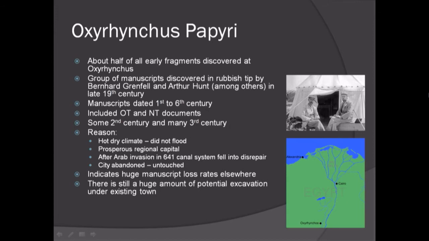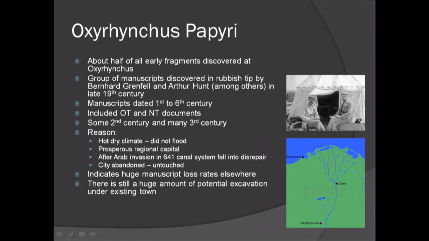Now, Oxyrhynchus is a place that features very heavily as far as ancient manuscripts are concerned. About half of all early fragments have been discovered at Oxyrhynchus. It's a single town. A group of manuscripts was discovered in the rubbish tip by Grenfell and Hunt in the late 19th century. The manuscripts are dated between the 1st and 6th century, so they're not all New Testament manuscripts by any means. It included Old Testament and New Testament manuscripts, some 2nd century and many 3rd century.